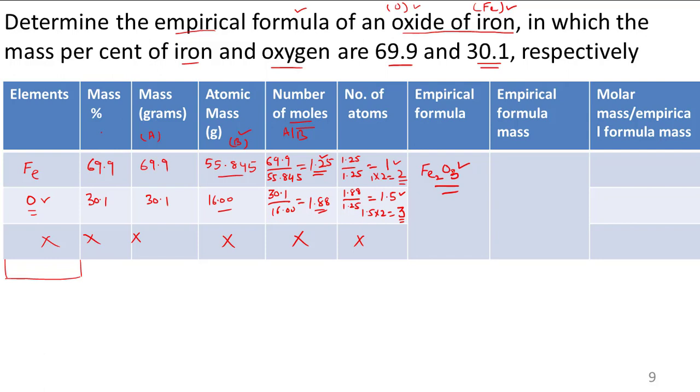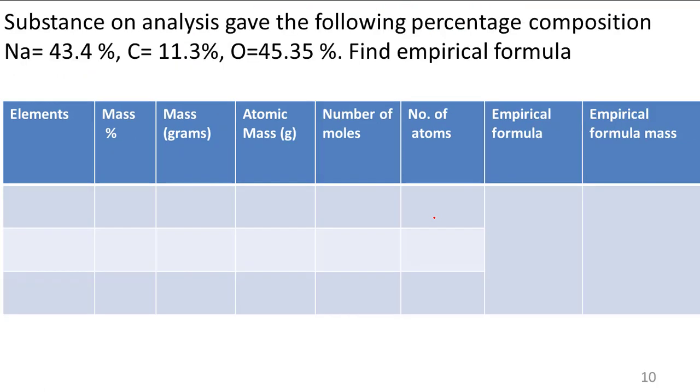So that was our question. Calculate the empirical formula, and from the empirical formula you can calculate the empirical formula mass, and if the molar mass of this compound is given, you can also calculate the molecular formula. But today's numerical only deals with the empirical formula. So this is the empirical formula of this oxide. Let us do one more example.